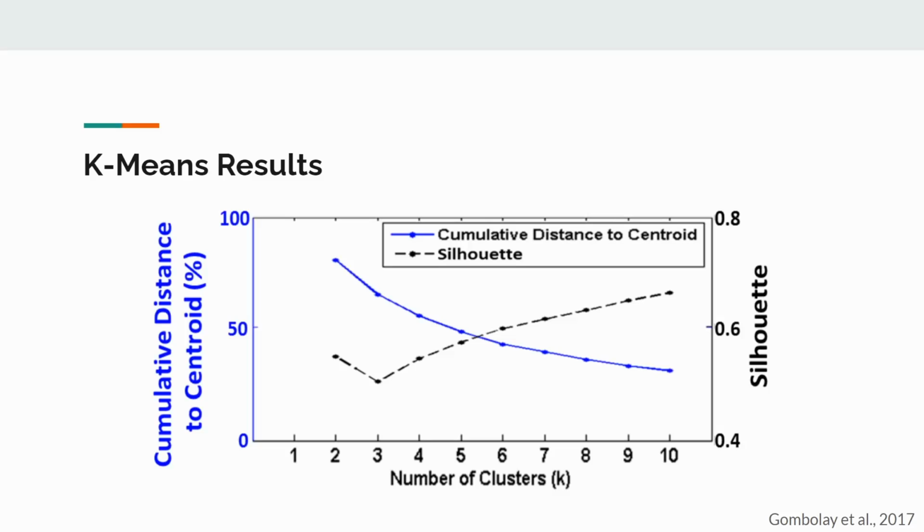All right, so now let's look at some results. This is what happened when the work ran K-means with clusters from K equals 2 all the way up to K equals 10. From this result, how can we choose what the ideal number of clusters is? And remember, the number of clusters corresponds to the number of player types present within the data.